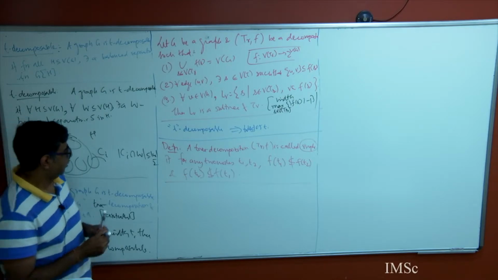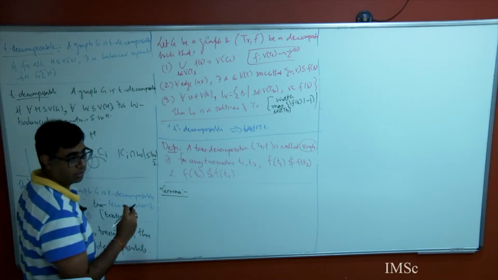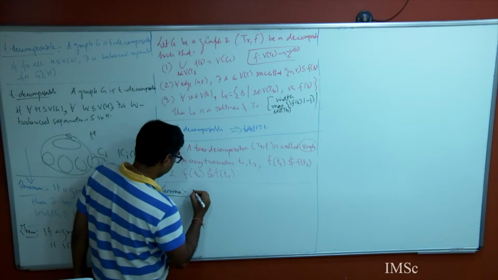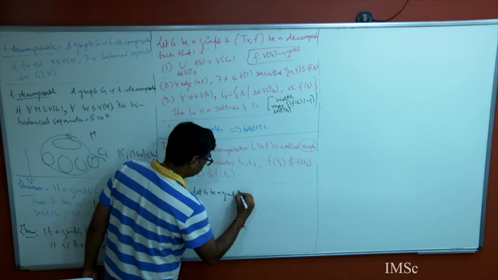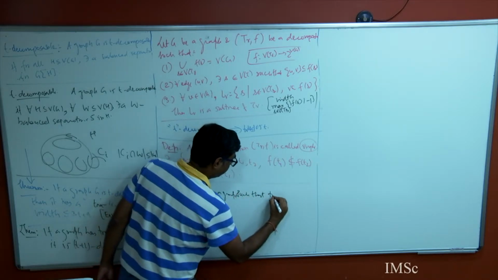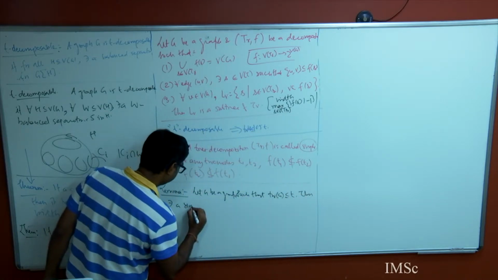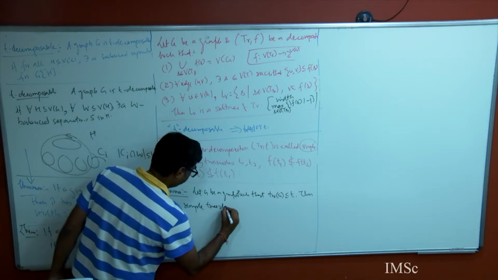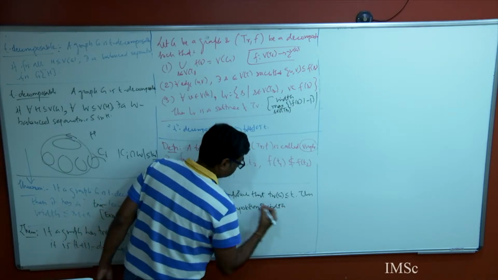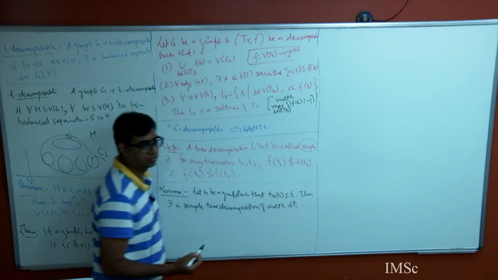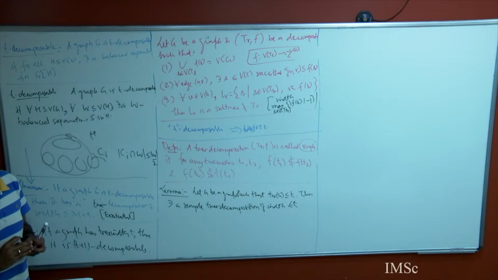Okay. So the lemma I want to first prove is: let G be a graph such that tree width of G is at most T, then there exists a simple tree decomposition of width at most T. So I am not going to lose anything because I am going to work with a simple tree decomposition. Okay, how do we prove this?